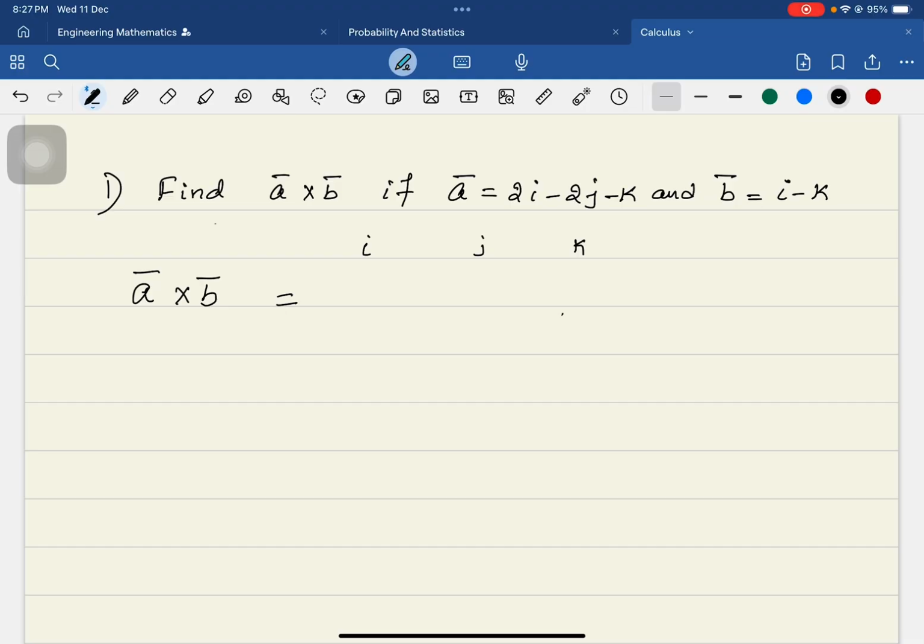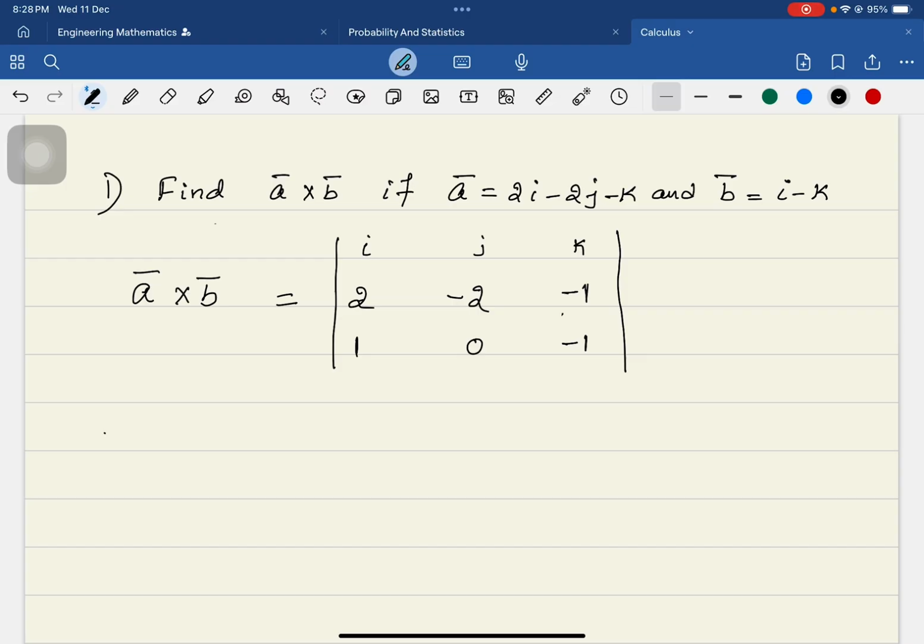So here the i component in A is 2, the j component in A is minus 2, and the k component is minus 1. So that is A. And then what are the B components? The i component in B is 1. And there is no j component, so it is 0. And the k component is minus 1. So now we are finding the determinant of this quantity.